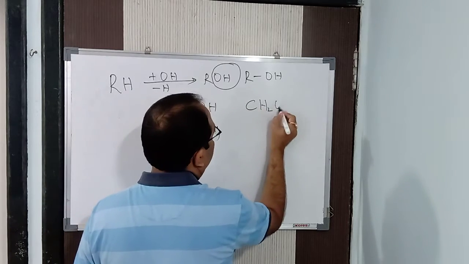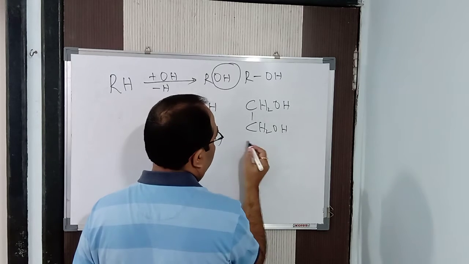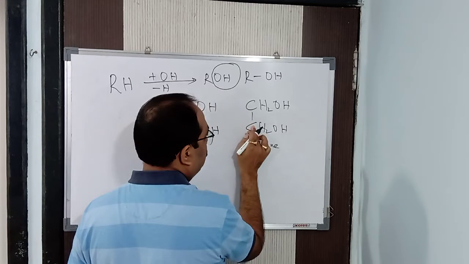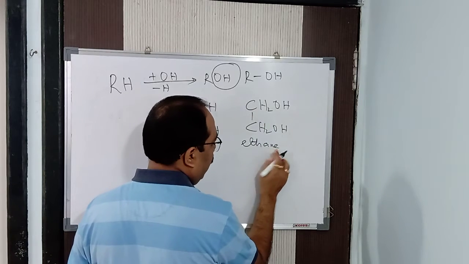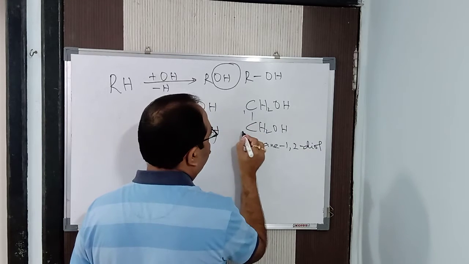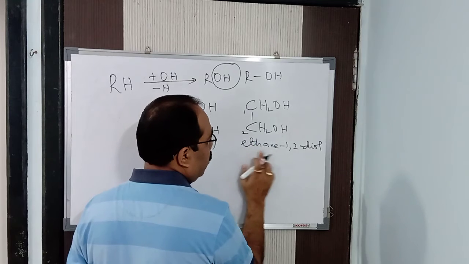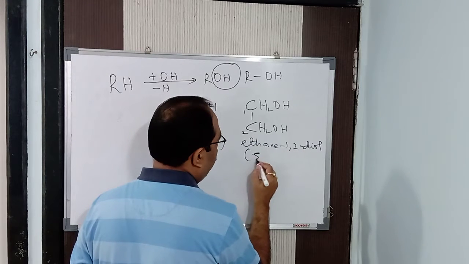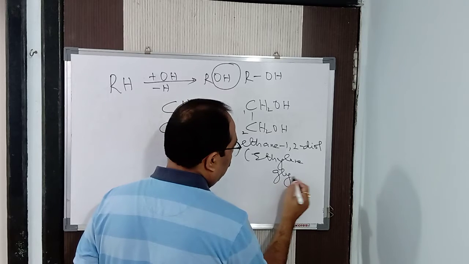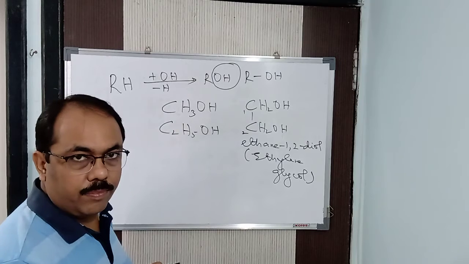Two OH groups means, let us say, CH2OH, CH2OH. Let me give an example. This is known as ethane: 2 carbons is eth, carbon-carbon single bond is ane, ethane 1,2-diol. How is it 1,2? First and second carbon atom. First carbon atom has one OH, second carbon atom has another OH. So, ethane 1,2-diol, or the common name is ethylene glycol. Clear?